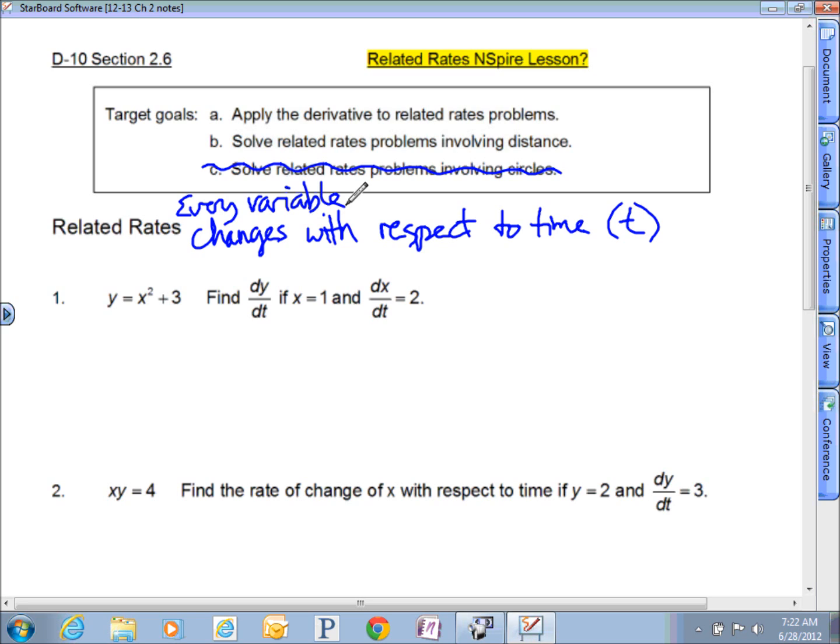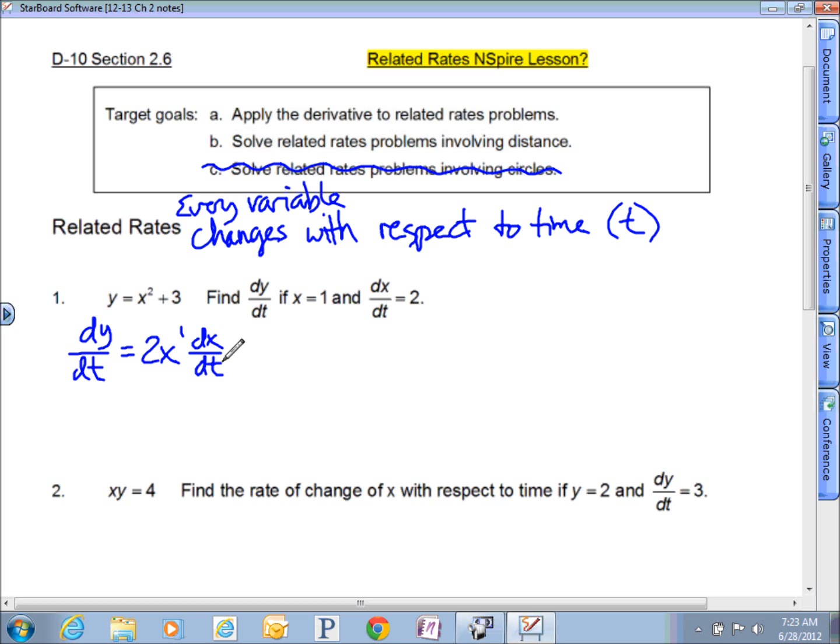So I'm going to start by taking the derivative of this problem, y equals x squared plus 3, this relationship between variables, with respect to time. So what's the derivative of y with respect to time? dy over dt. Okay, and again remember, y and x are both functions of t. Now, everything's implicit. So the derivative of x squared would be 2x, but remember x is its own function of time, so chain rule says 2x to the first times the derivative of x with respect to time, plus what's the derivative of 3? 0.